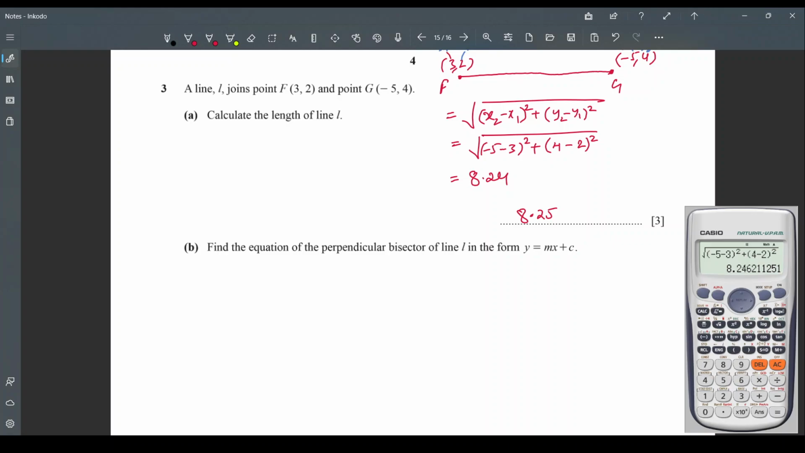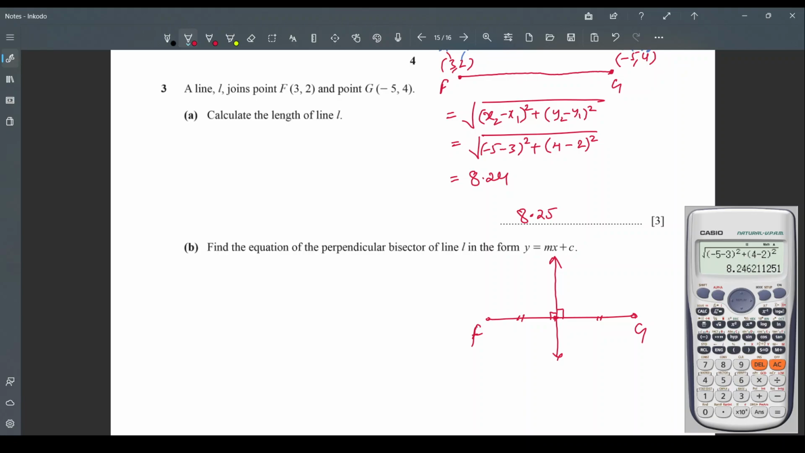Part B says find the equation of the perpendicular bisector of line L in the form y equals mx plus c. So you know that FG is a line and there is a perpendicular bisector. Perpendicular means 90 degrees, and bisecting means both parts are equally divided. So we have to find the equation of this particular line. The FG equation we are not asked, but this line's equation we are asked.